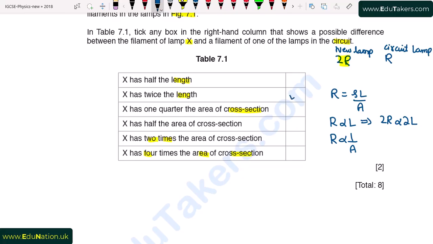There is a second one. So second relation with cross section area, when we double the resistance, that is 2R, the area will be half, because resistance and area of cross section are inversely proportional to each other. So here is fourth column that shows that X has the half cross section, this one. So this is true. By doubling resistance, length is double, but the area of cross section will be half.